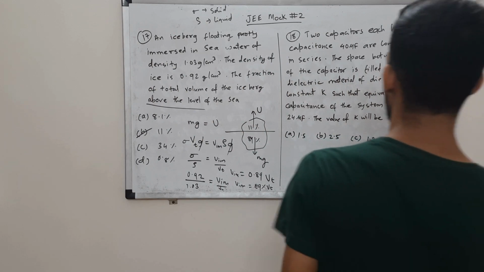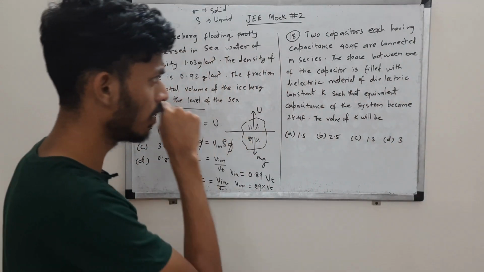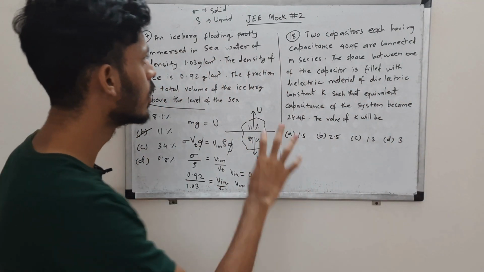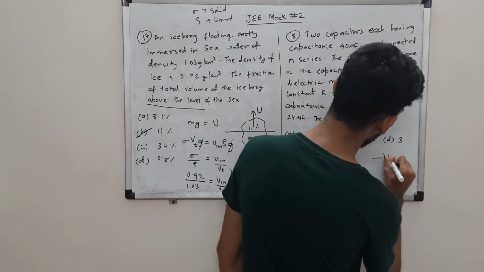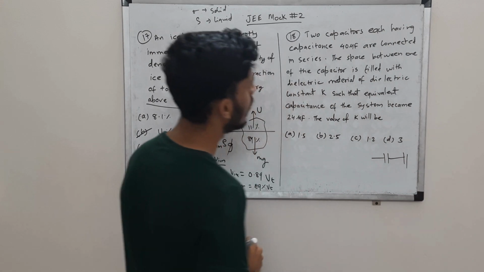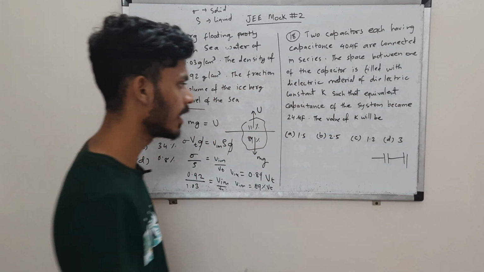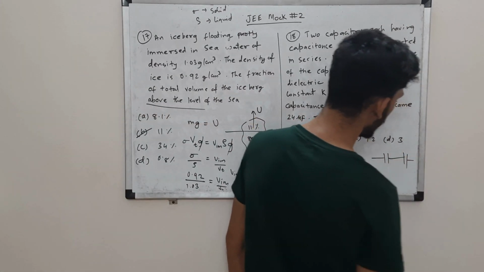Okay, let's come to this one. We have two capacitors over here, each having capacitance of 40 microfarad, and they are connected in series like this. So what will be the equivalent?